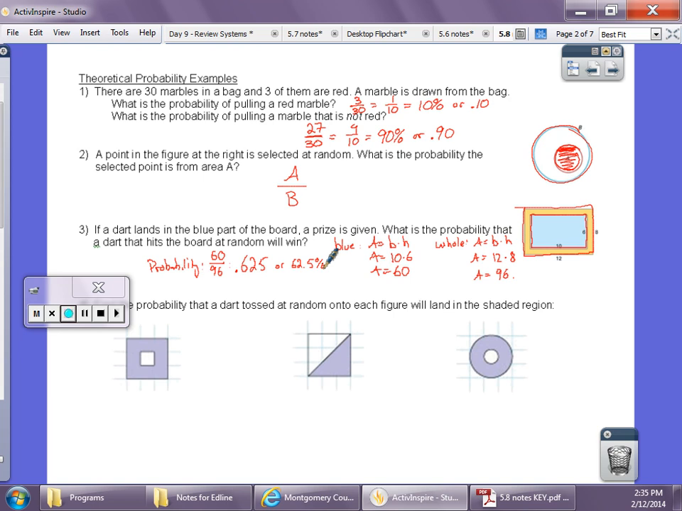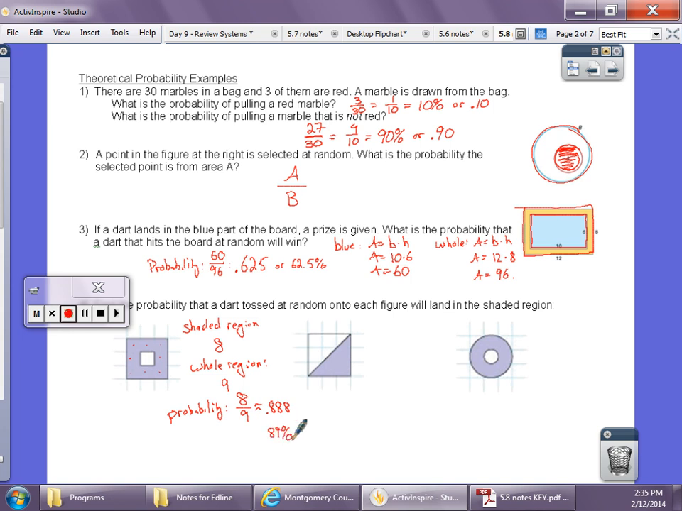If we look at this one, in the shaded region, we need to find the area of the shaded region. That's 1, 2, 3, 4, 5, 6, 7, there's 8, so it's 8. The whole region is 9, so the probability is the shaded part, which is 8, out of the whole region, which is 9. So 8 out of 9, which is also 0.88 repeating, which is approximately 89%.